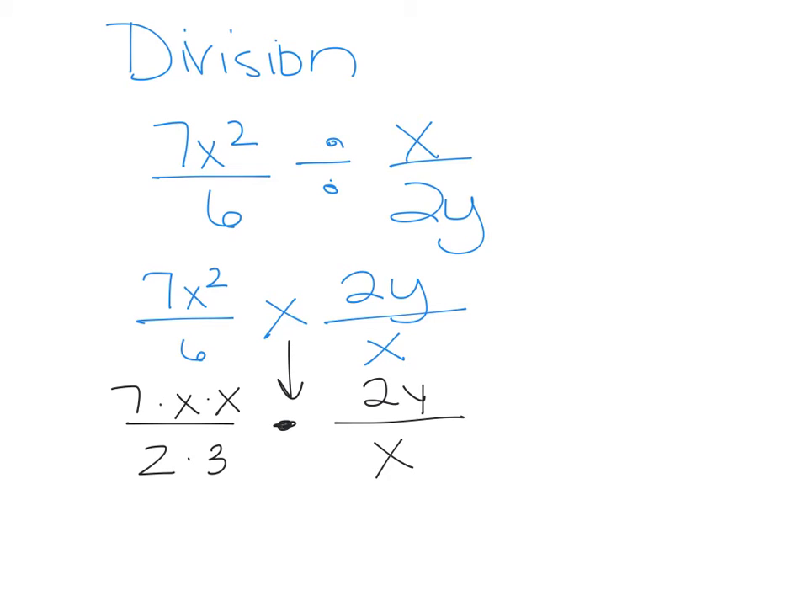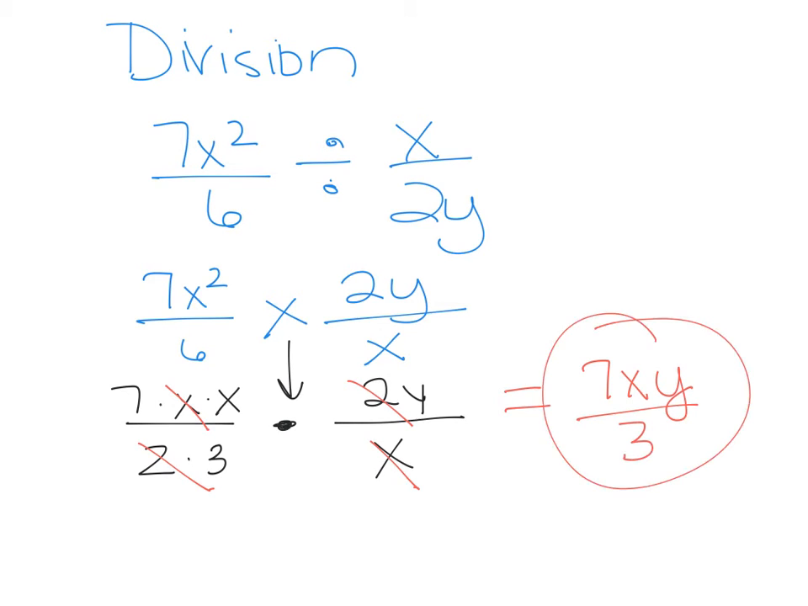So now we're going to look and see on top and bottom, is there anything I can cancel out? I see an x and an x. I see a 2 and a 2. And I think that's it. So on the top I've got a 7, an x, and a y. So since it's multiplication, that's just 7xy. And on the bottom I have a 3. Done.